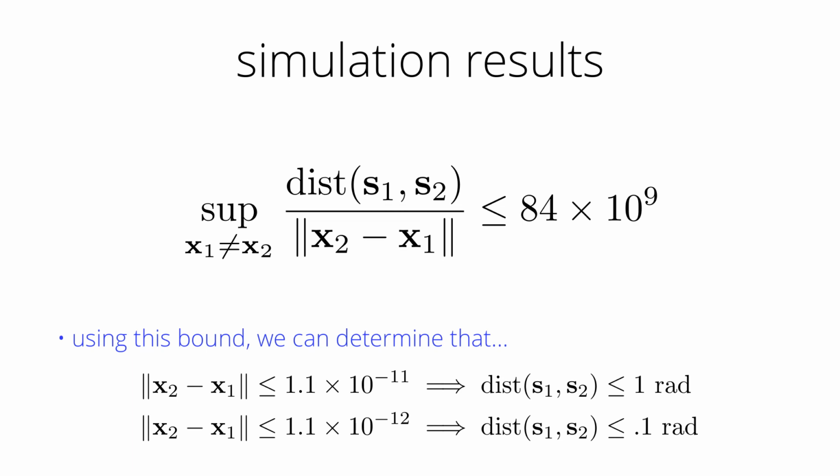If we rearrange the terms a little, we can determine that if the difference between 2 inputs is less than or equal to 1.1 times 10 to the negative 11th, then the angular distance between the 2 corresponding outputs will be less than 1 radian. And we can also do similar calculations for different bounds on the input.